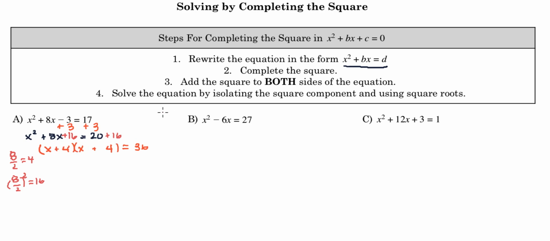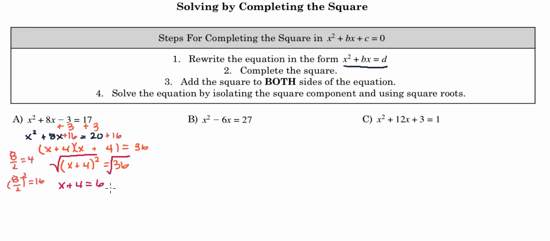Now to finish off with step 4, we want to combine the x plus 4s as an individual binomial. x plus 4 to the power of 2 is equal to 36. And then from here, you're going to want to isolate the square component, which is already isolated. So now we just need to square root both sides. We're going to square root the left side, and we're going to square root the right side, remembering that when you square root a perfect square, they cancel out. And we get x plus 4 is equal to 6.